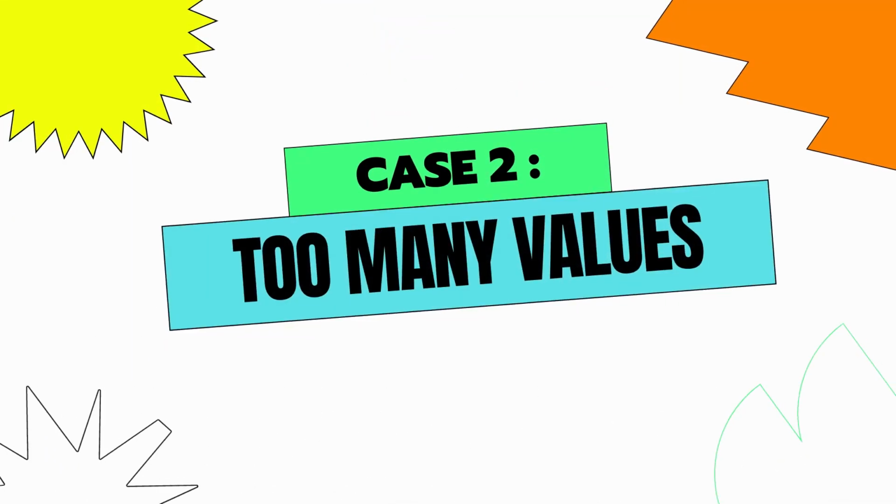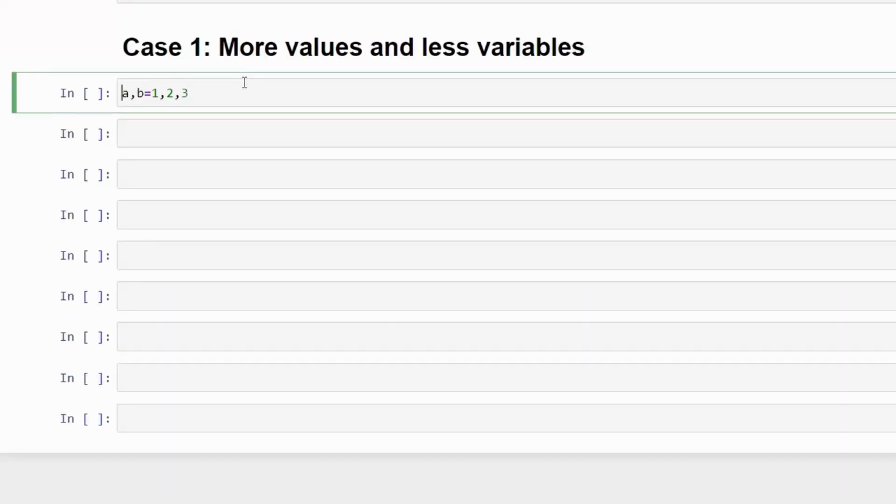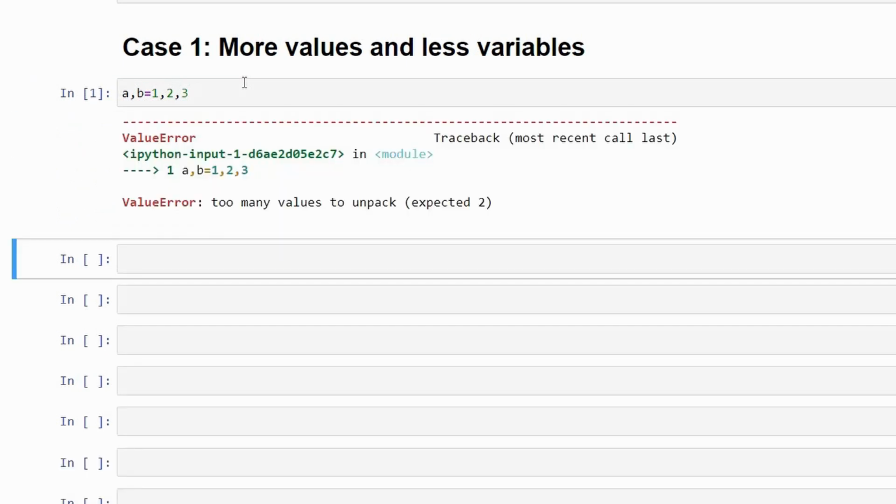Again, if we give too many values to unpack and lesser number of variables, then also it is a problem. Here we have assigned values 1, 2 and 3 to variables A and B. Python is giving us a value error again, stating that it now has too many values to unpack.